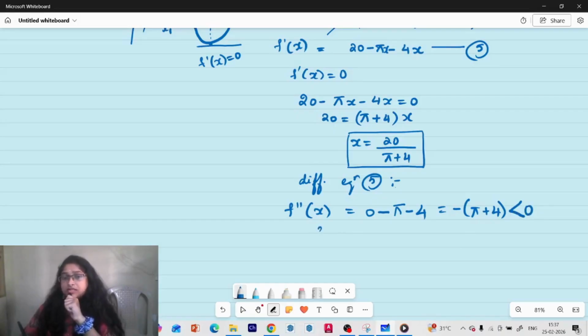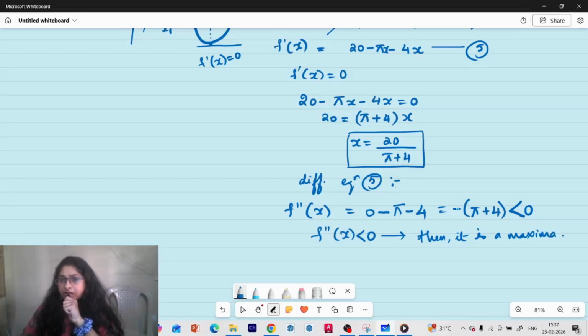And so what did we discuss? If f double dash x is less than 0, then what happens to it? It is a maxima. So here we didn't even have to substitute the value of x, because as soon as we differentiated, this is going to be a constant function.